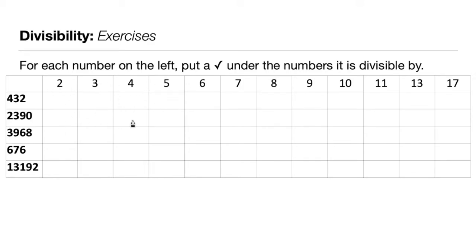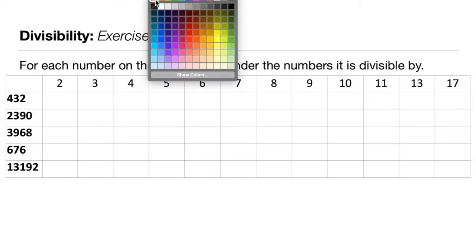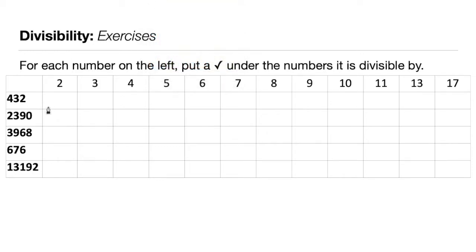What we're going to do in this exercise is, for each number in the first column on the left, put a check under the numbers it is divisible by. For example, for the number 432, is it divisible by 2? Remember the rule for divisibility by 2: if the last number, that's the ones digit, is even, it is divisible by 2. Since 432 ends with 2, it is an even number, so we can say that it is indeed divisible by 2. Let's put a check there.